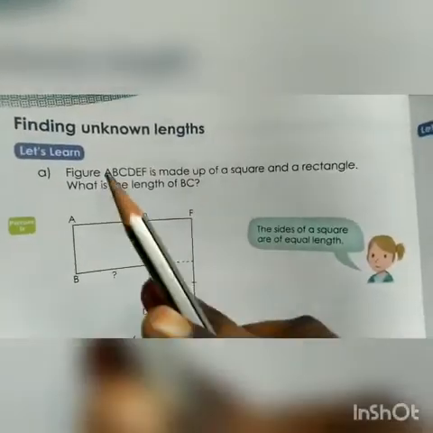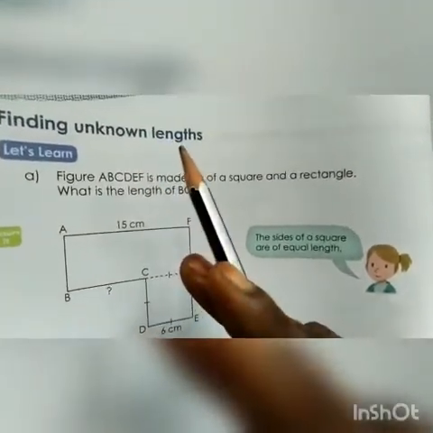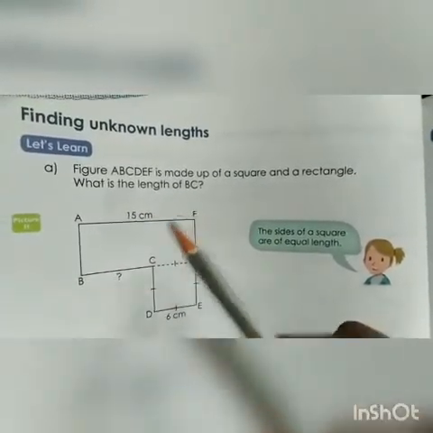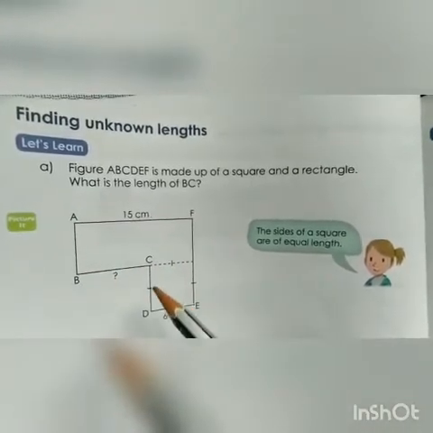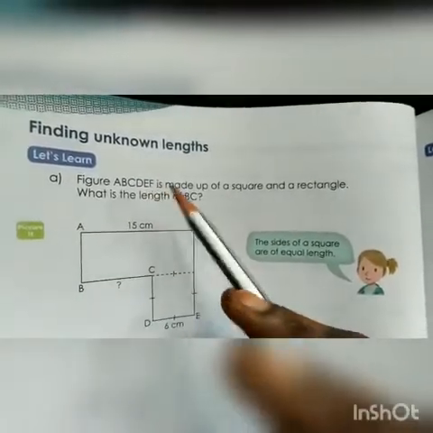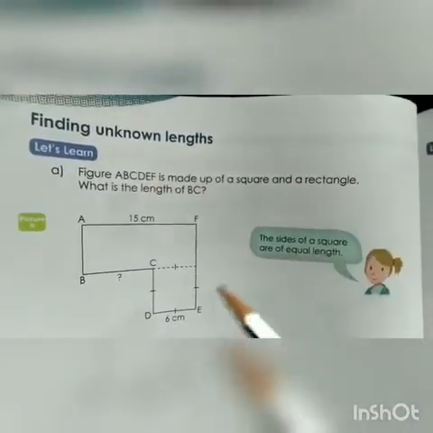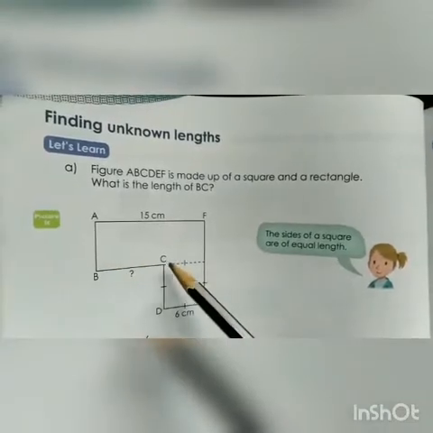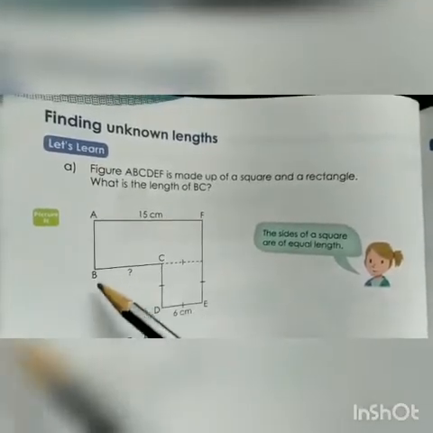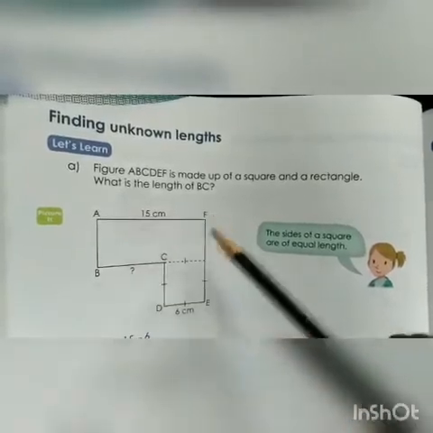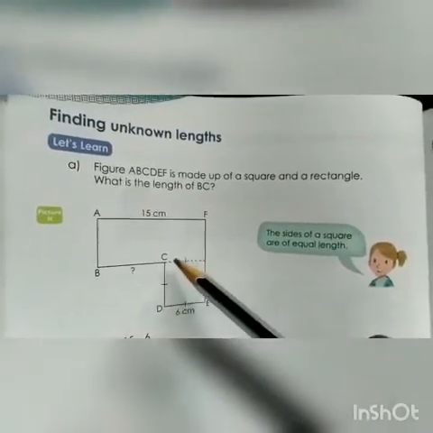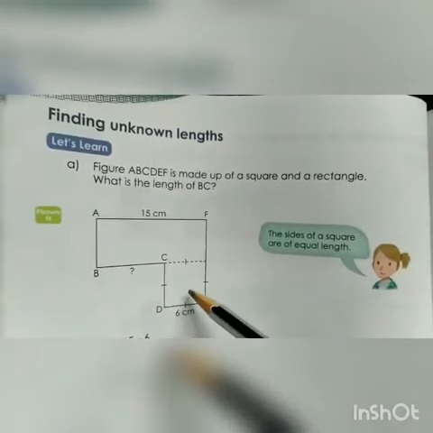Okay. Next, finding unknown lengths. Now we are going to find the length of the side. Look at the figure A, B, C, D, E, F. This is of different shape. We have to separate the given shape into two parts. A, B, C, D, E, F is made up of a square and a rectangle. If we draw a dotted straight horizontal line over here, then we will get the rectangle A, B, C and F. Below this dotted line, we will get a square with the same length for all the four sides. So this is called a square.